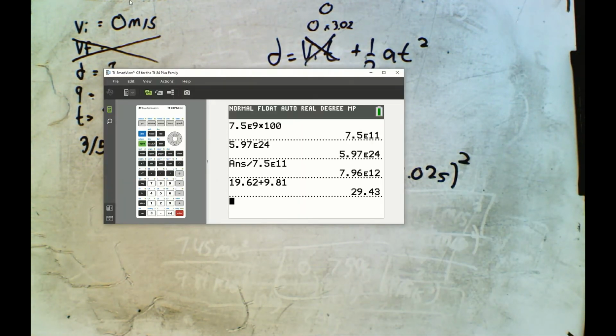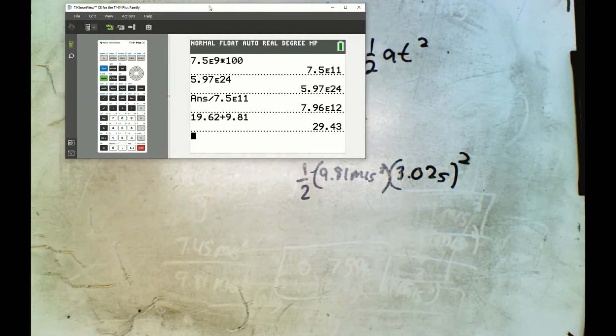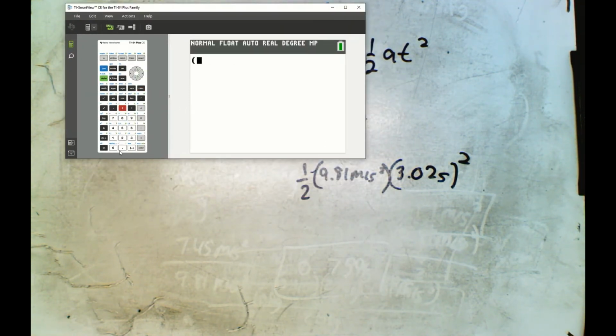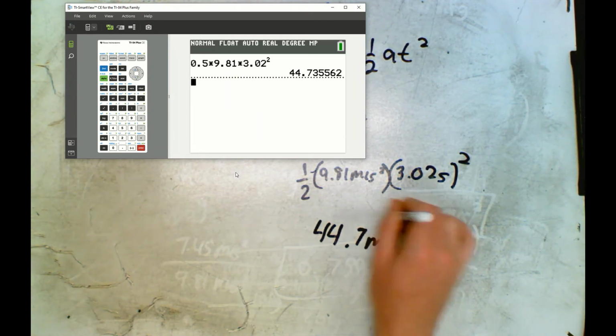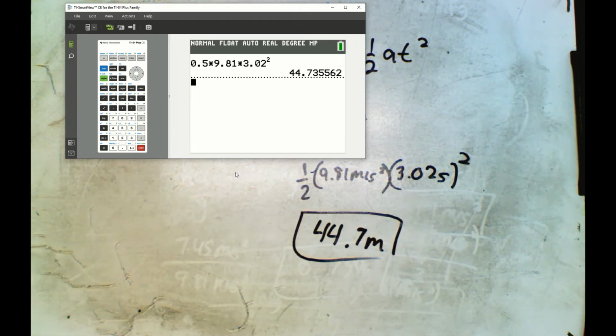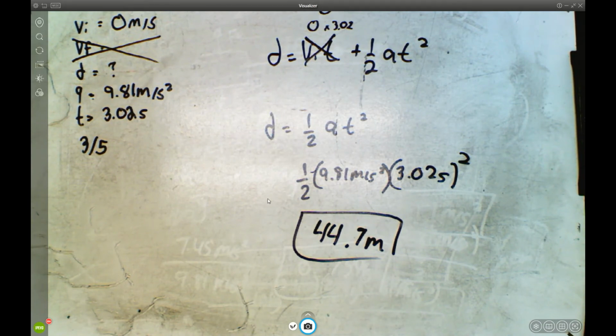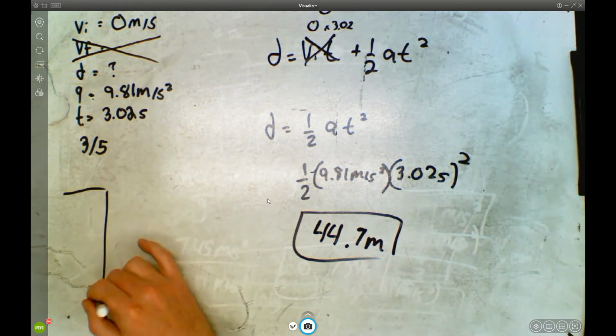So typing this into my calculator, I don't type in 1/2. I don't need a bracket, there's nothing on the bottom. So instead of 1/2, I type in 0.5, and then multiply it by 9.81, and then multiply it by 3.02, and I square it like that. And I get the height of the bridge, with 3 sig digs, is going to be 44.7 meters.